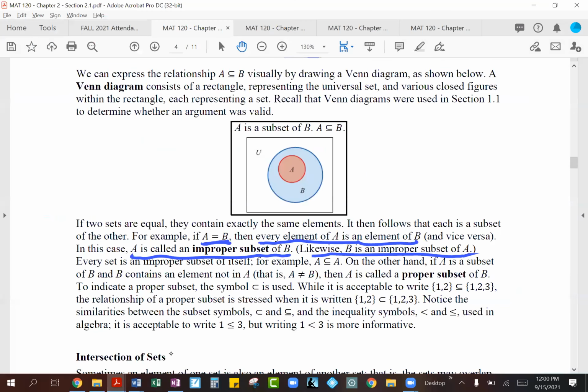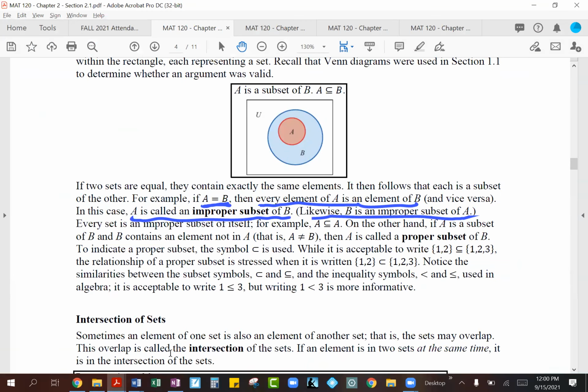For your definition for proper subsets, we're basically saying if A is a subset of B and B contains an element that is not in A, which means set B has more elements than set A does, they are not equal to each other, that is when we say A is a proper subset of B, because obviously we are saying set A has less elements than set B, and A has a smaller number of elements than set B. So that's a proper subset.